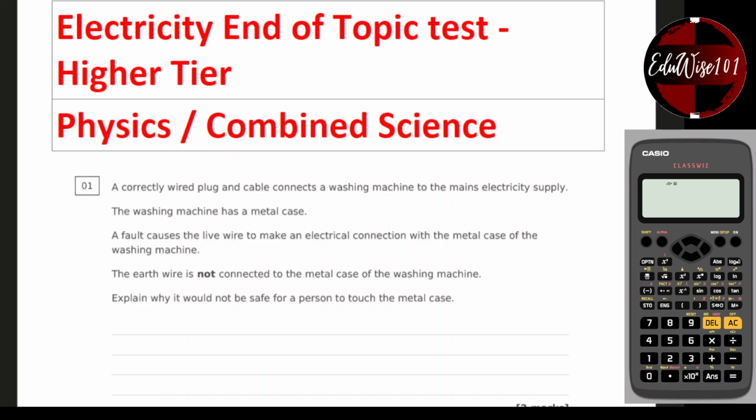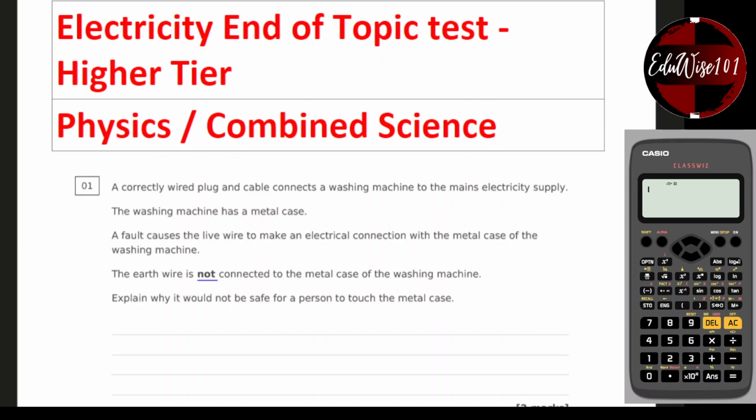Now, because it's a metal case, it will conduct electricity, right? And because it's not connected to the earth wire, if you touch the metal case, the current will actually pass through you, resulting in the person actually getting electrocuted.